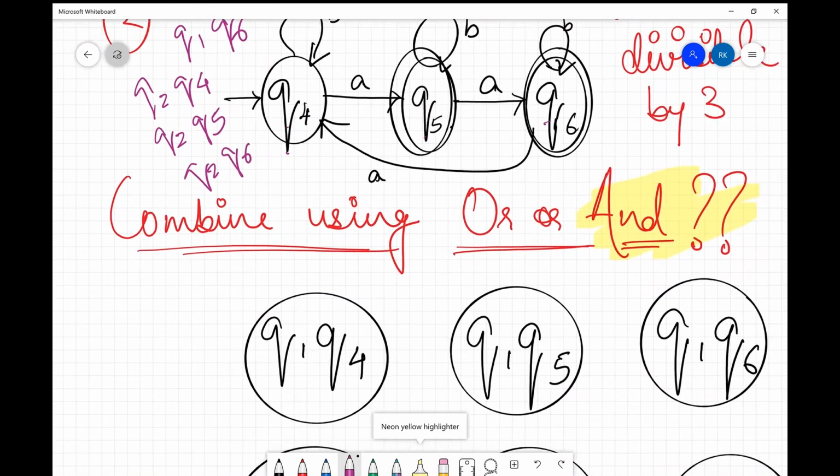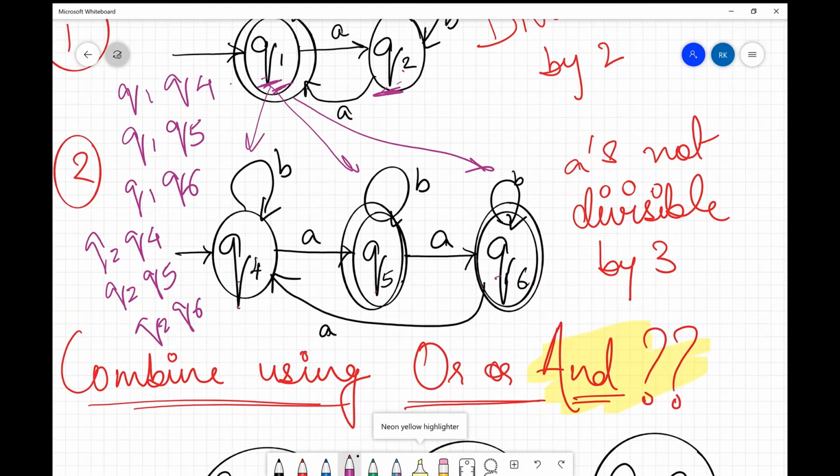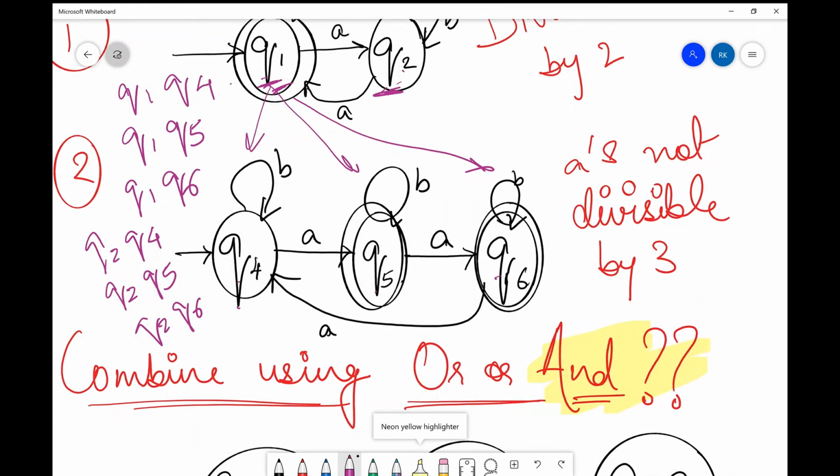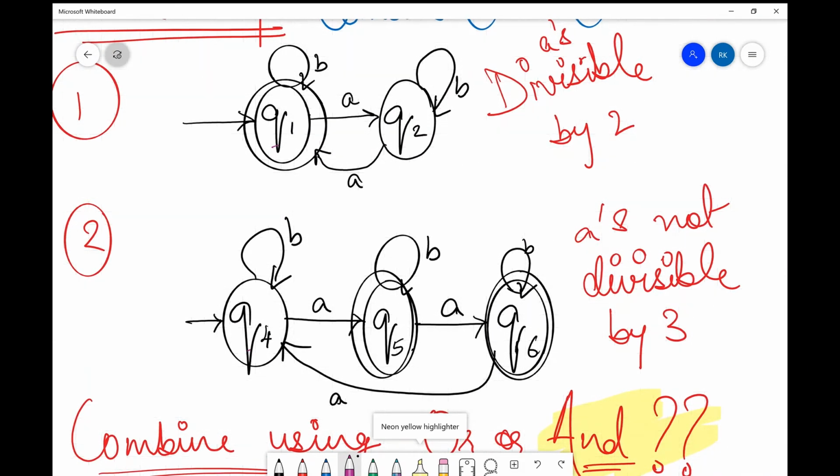Now I have already drawn these states, but I have not drawn the edges that we are going to draw together over here. Now, how do we draw the edges? Let's just clean this a bit. Okay, now just study these two DFAs, and in the same manner we are going to connect the edges below.